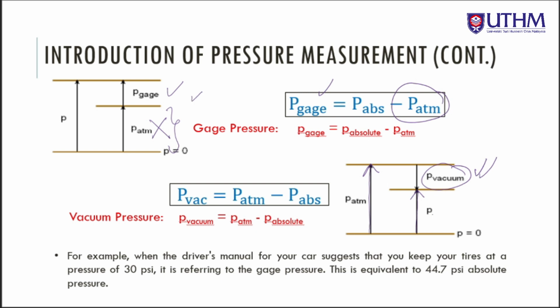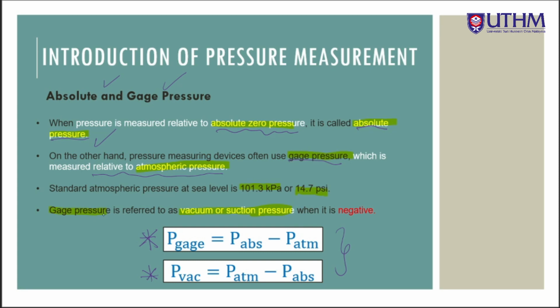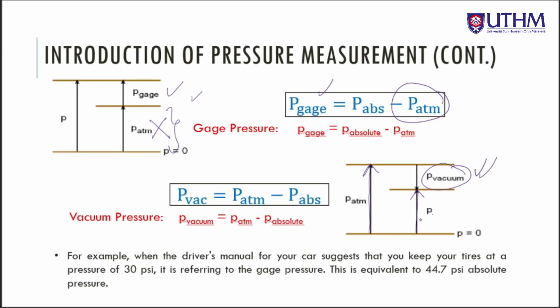But as in the definition earlier, gauge pressure is referred to as vacuum pressure when it is negative. Meaning that the absolute pressure is much lower than the atmospheric pressure. That is why for the vacuum pressure we get a negative gauge pressure, which is also equal to the vacuum pressure. So this is the example given.